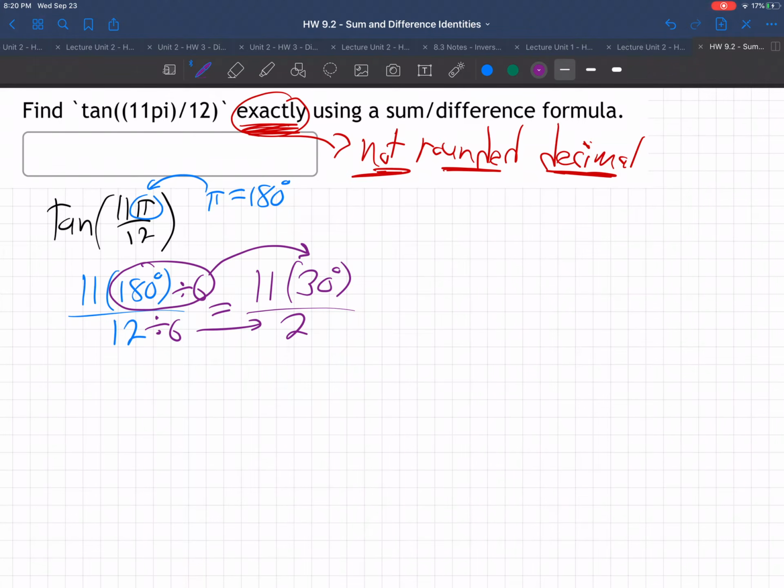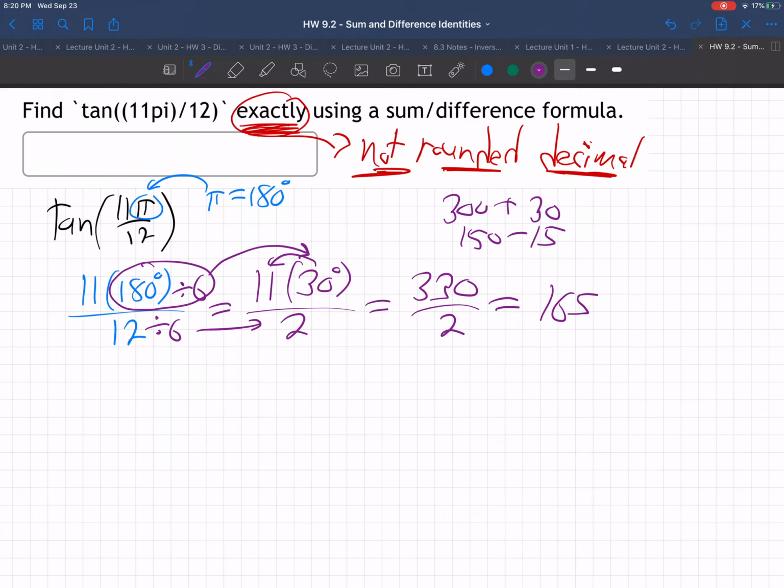And so then, what can we do from there? 30 times 11 is 330. You just do 3 times 11, which is 33, and put the 0 on the back. And then half of 330. That's pretty easy. You're just taking half of 300 and half of 30. Half of 300 is 150, and half of 30 is 15, so that's 165.